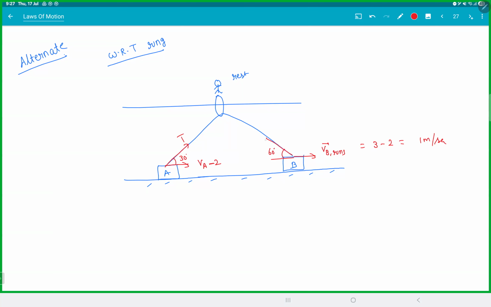This is tension. This is tension. So this will be T into VA minus 2 cos 30. This will be minus T cos 60 into 1. T goes off, you will get VA minus 2 is equal to 1 by root 3. VA is equal to 2 plus 1 by root 3. If I use relative motion, you'll get it a little faster. Clear with this? It looks good, but the previous method also, do remember that.